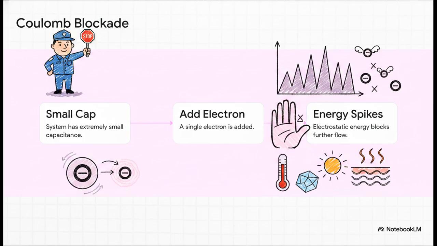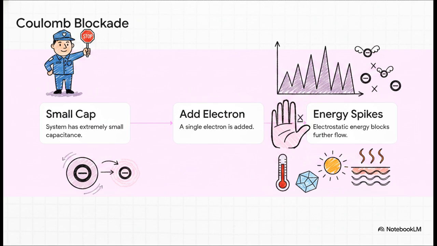But to manage that kind of flow, we still need traffic cops. And that brings us to the Coulomb blockade. In systems with extremely small capacitance, like a quantum dot for instance, adding just a single electron causes a massive spike in electrostatic energy. This single electron acts like an incredibly strict bouncer at a club, physically repelling and blocking any further electrons from entering.